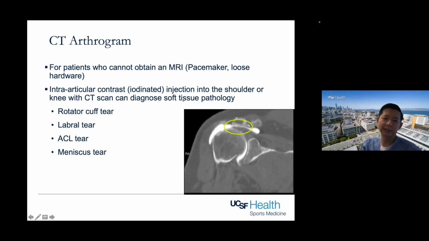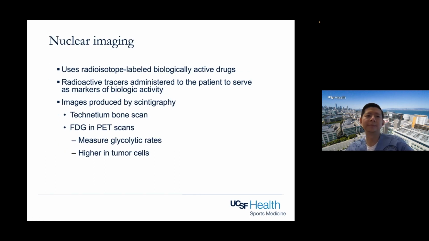Okay, so intra-articular contrast, this is iodinated injection into the shoulder or the knee, can help diagnose rotator cuff tears, labral tears in the knee. If they can't get an MRI, this is how you can diagnose an ACL tear. And then also a meniscus tear, you can see those with the CT arthrogram.